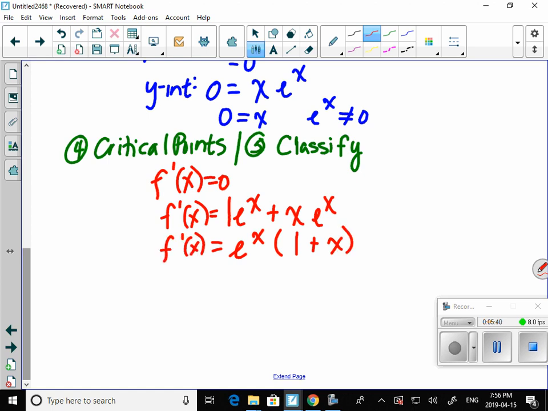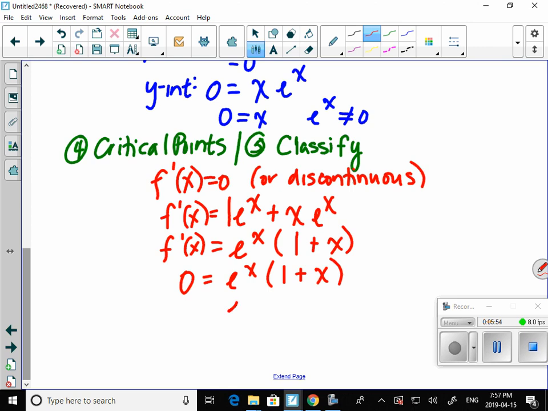That is not discontinuous anywhere. So I can look at where it's 0. It is 0 when e to the x is 0, which is never, or when 1 plus x is 0, which is when x is negative 1. So we have a critical point, negative 1.